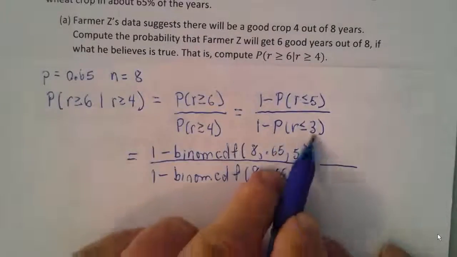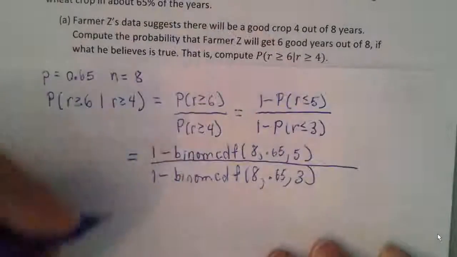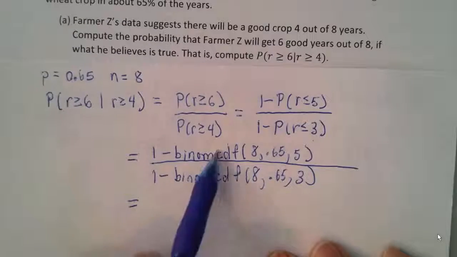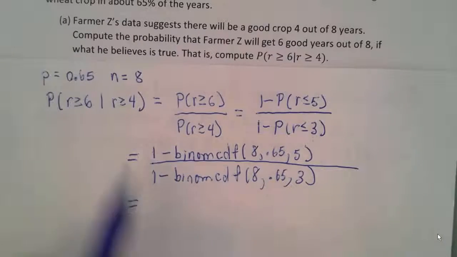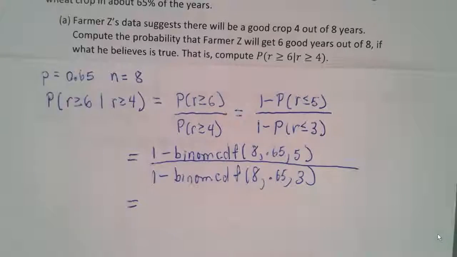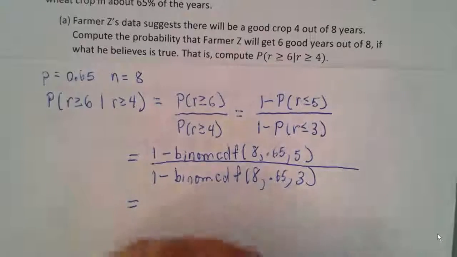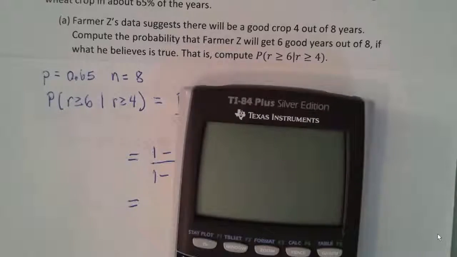8.65, and now we switch to 3. And now I'm going to get these two numbers off of the calculator, and then we'll do the arithmetic after we have those values.